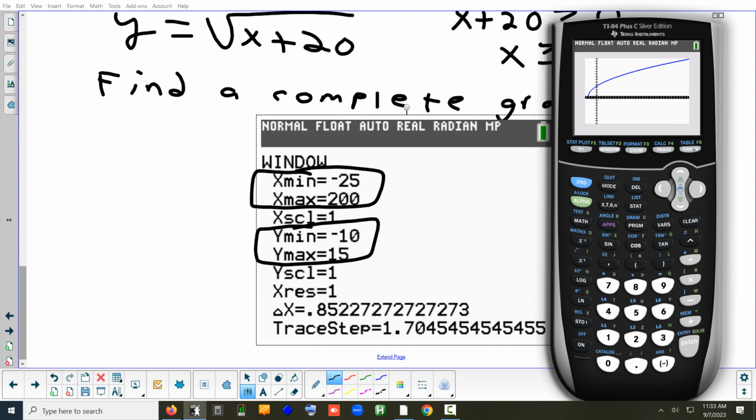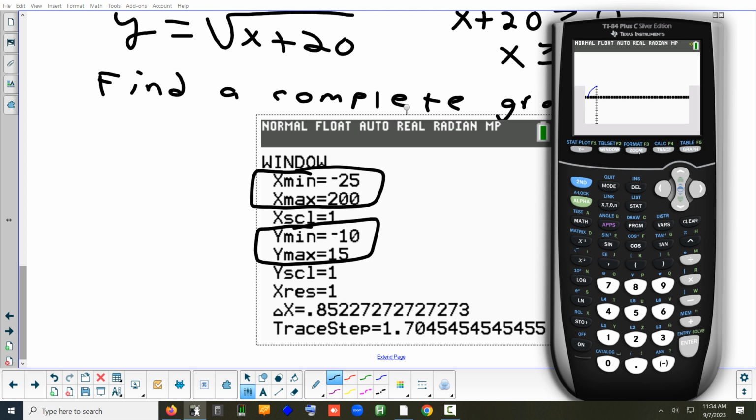So a complete graph is just basically showing the graph in its entirety? Yeah. I mean, this curve, obviously, it just keeps going, so you can't show it forever. But the important thing about a square root function is it starts somewhere and continues forever. If you cut the start off, that's not a complete graph.